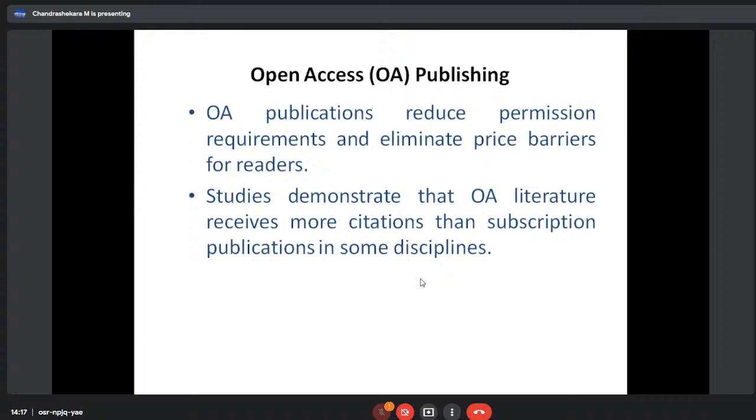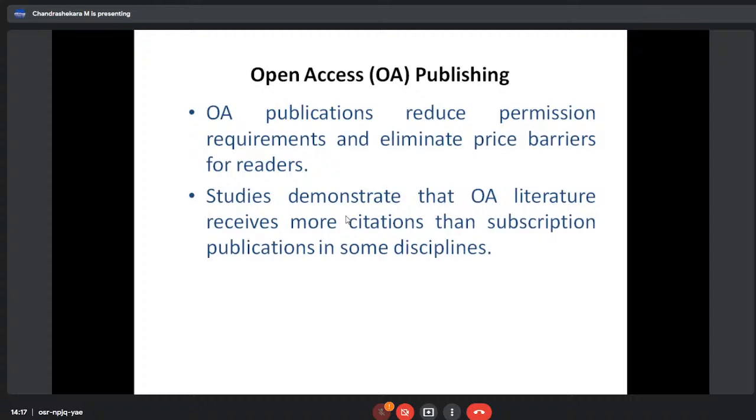It receives more citations than subscription publications in some disciplines. Okay, this normally we can see. I told you, if you are published in a printed journal, very few people will see. Whereas if it is published as open access, meaning electronic journals, then many people will see, because that electronic is also open access. Okay, open access journals.